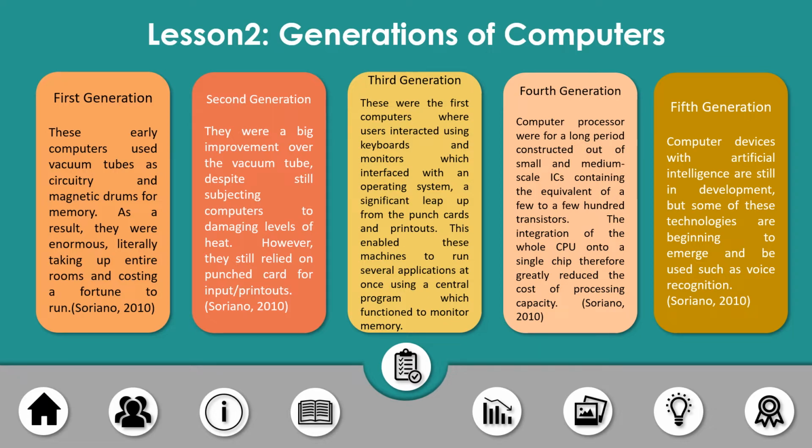So for the fourth generation, it now uses chips. So it now uses chips for its CPU. It now uses different transistors to operate. Okay? So, mas mabilis na siya, mas mabilis na yung processing nito, mas compact na rin siya compared to the old generations. Okay? And the cost for processing capacity is reduced as well. So, mas mura na siya kumpara sa first, second, and third generation. Okay? And mas functional na rin siya.